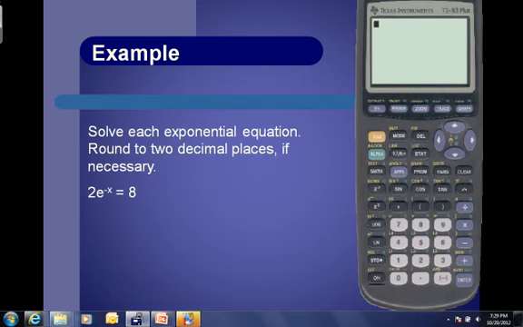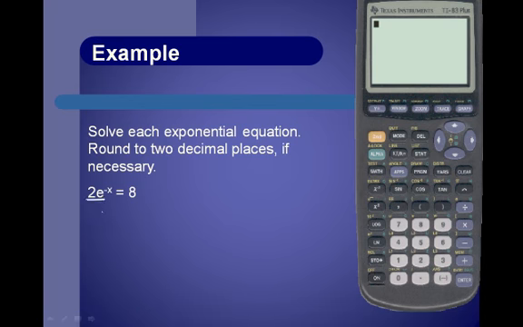Now for this equation, we're going to solve and round to 2 decimal places if necessary. So option number 1 is to put it in our calculator. Left side is y1, right side is y2. The other way, pencil paper method, is we want to get the e to the negative x on the side by itself, so we're going to divide both sides by 2. So we get e to the negative x is equal to 4.